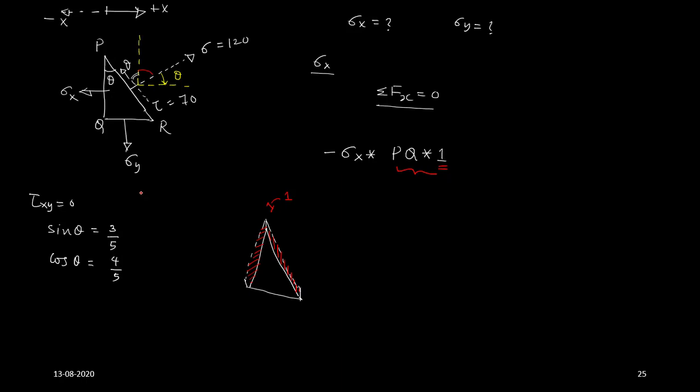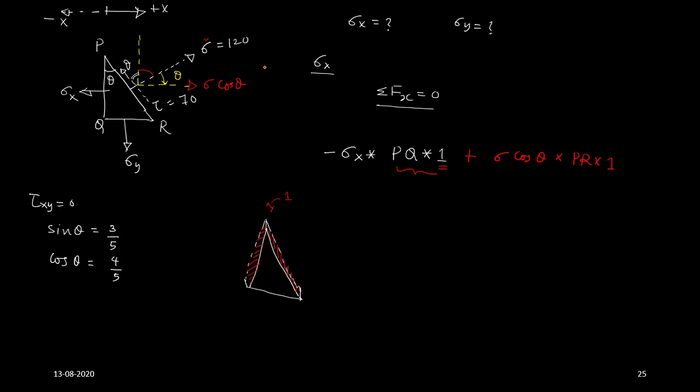We are keeping a negative sign. And now if you look at this surface PR, I have a stress sigma. A component of stress is acting along this direction, which is sigma cos theta. So due to this stress acting on this surface, there will be some force, and that force is acting in the positive x direction. So that is sigma cos theta, that is where stress multiplied with PR into 1. So this will give you the force due to the stress sigma.